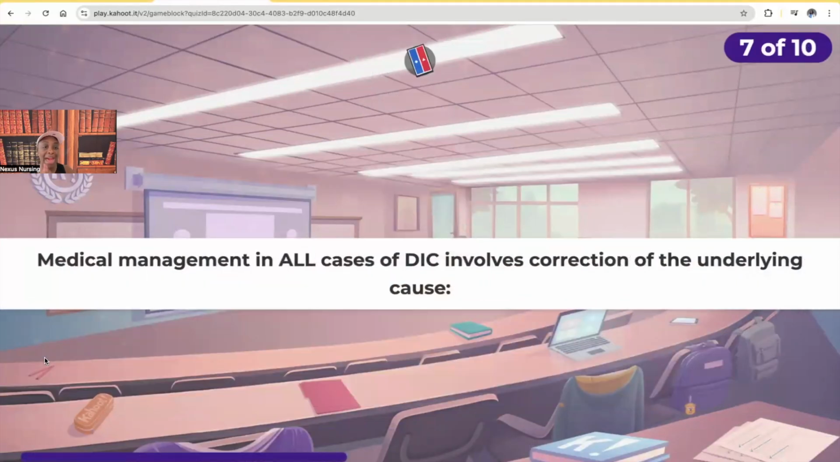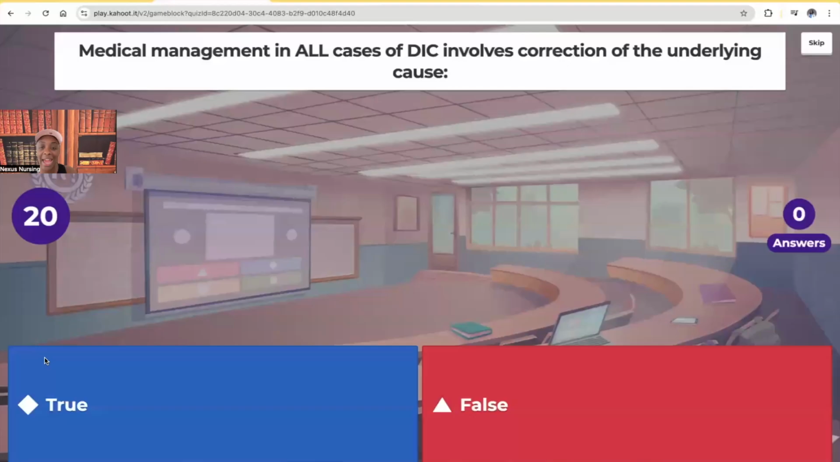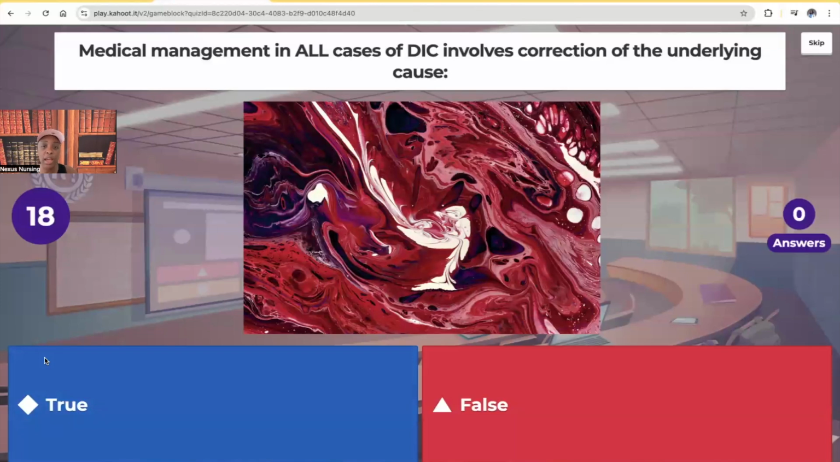All right, medical management in all cases of DIC involves correction of the underlying cause. Is this true or is this false? Medical management of every single DIC case involves correction of the underlying cause. True or false?